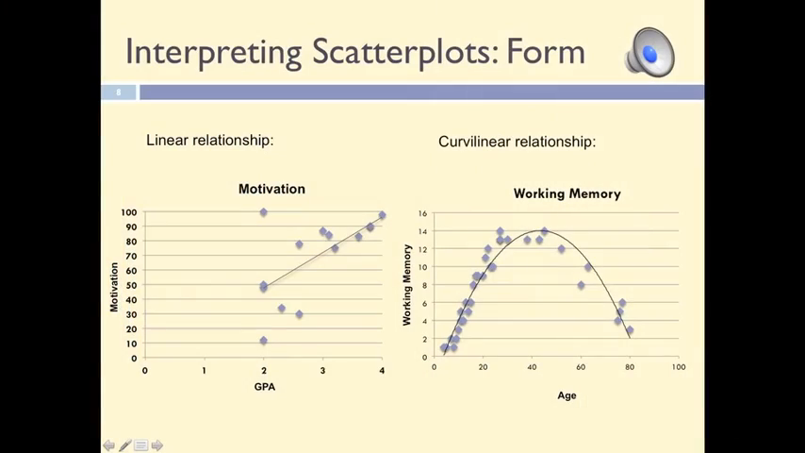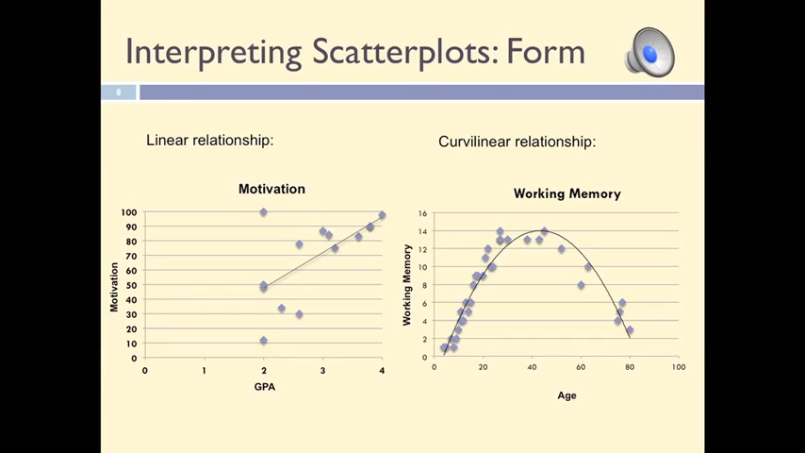The form or the shape of a scatter plot is also very important in describing the relationship between two variables. The example on the left illustrates a linear relationship. This means that the scatter plot describes a straight line. The plot describes a line because the y variable, which in this case is motivation, increases by approximately the same rate when the x variable changes by 1 unit.